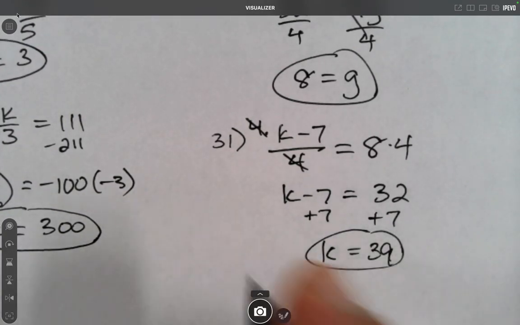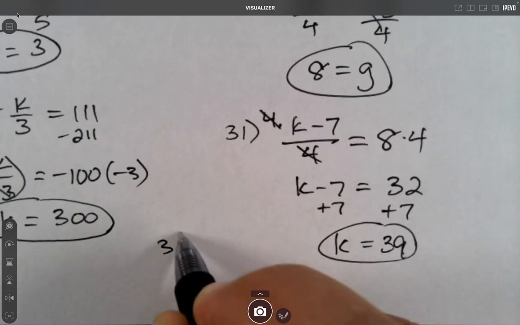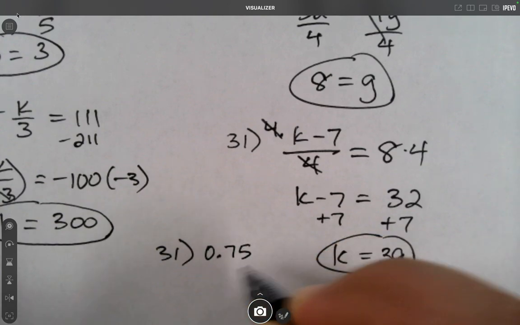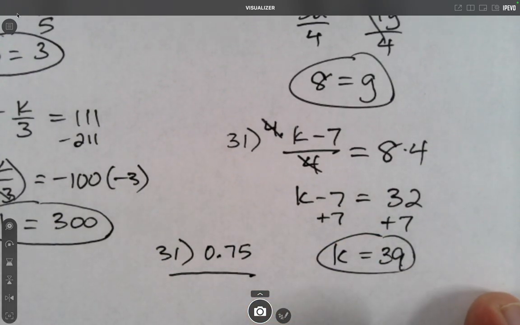Now, for those of you who are curious, I'm not going to work it out, but the 31 in the book, the answer is 0.75. So if you want to know if you did it right, that's the answer to the one written in the book. Study well, make sure you do some practice, and you'll do great.